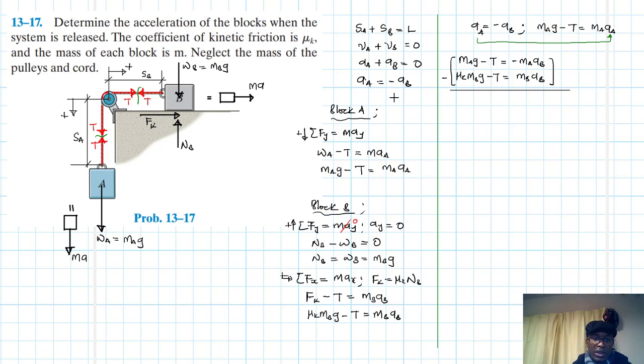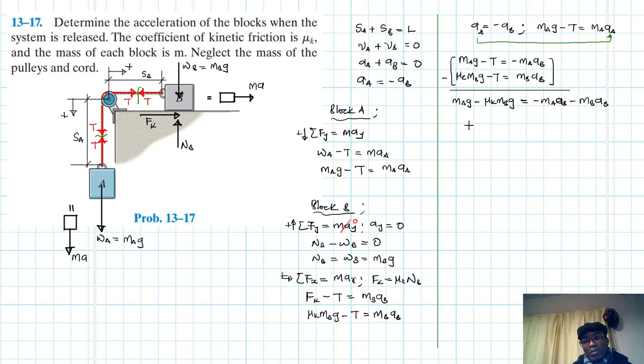Of course, they're asking us to find the acceleration. So this just becomes m_A g minus mu_k m_B g equal to minus m_A a_B, okay, minus m_B a_B.